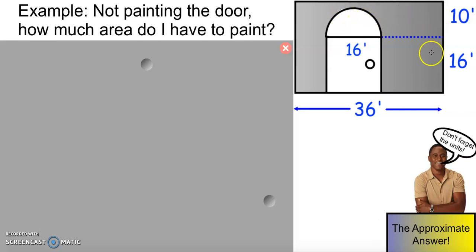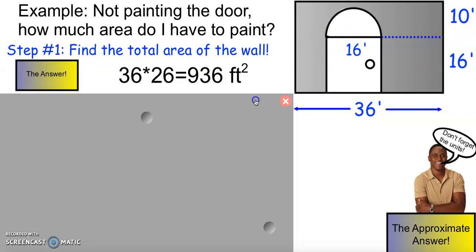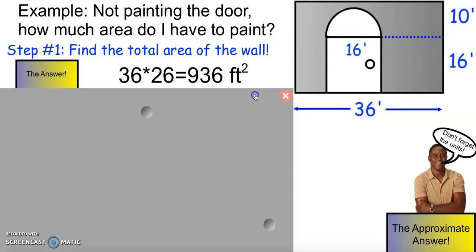So what do I want to do? First thing I'm going to do is find the area of the whole wall. Like the philosophy of the previous problem where I found the area of the rectangle and subtracted the areas of the circles, I'm going to find the area of this entire wall, and then subtract these two parts right here. So the area of the wall is going to be 36 times 26, which is 936 feet squared.